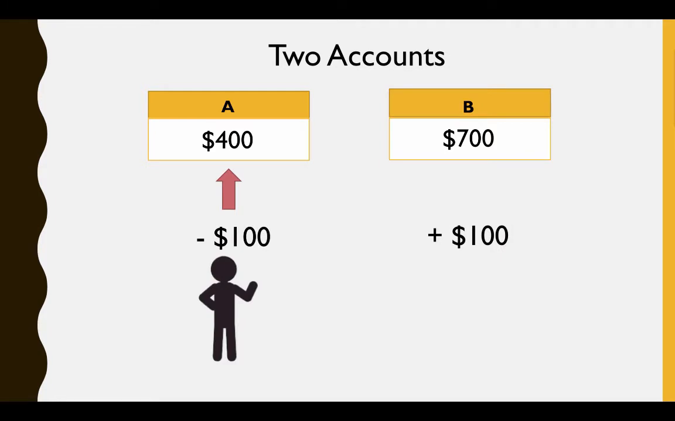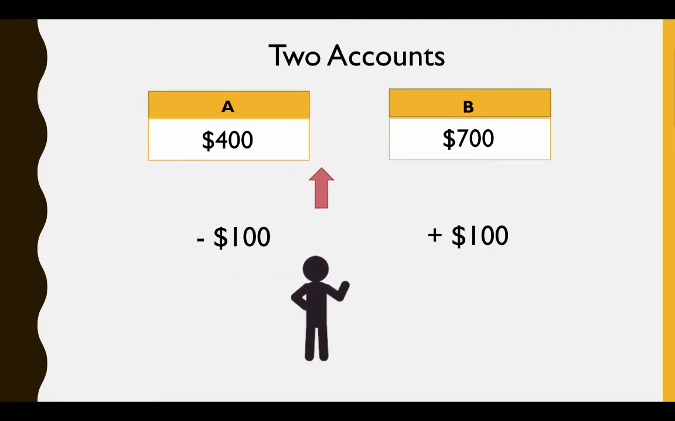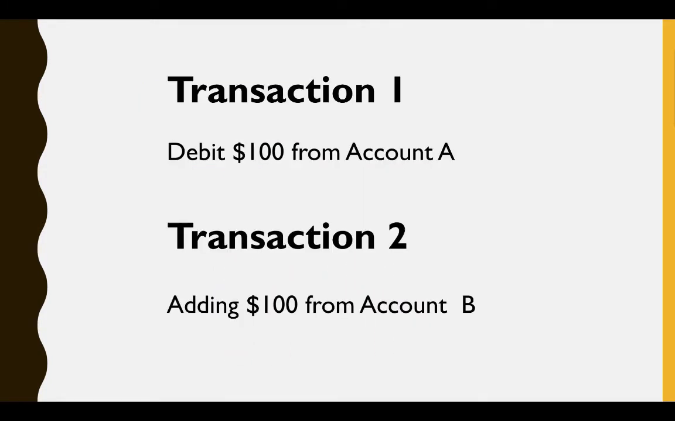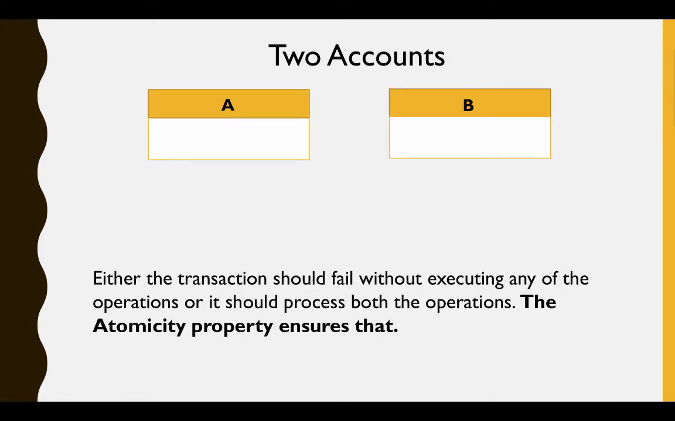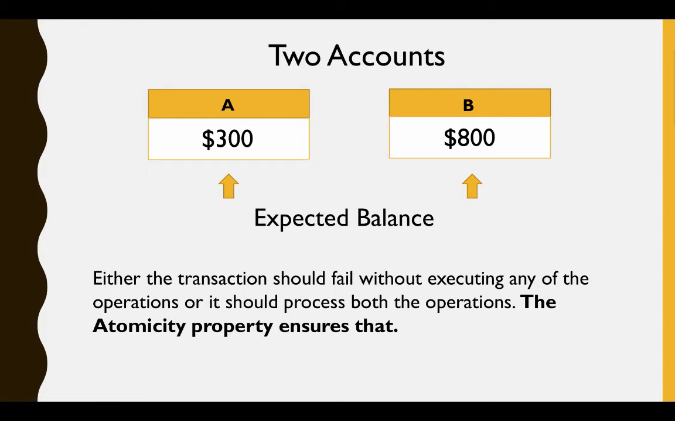Account A is transferring $100 to account B. This transaction has two operations acting on it: debiting $100 from account A's balance and adding that balance to account B's balance. If both operations were to succeed, our expected results would look like the following, where account A would have $300 and account B would have $800.